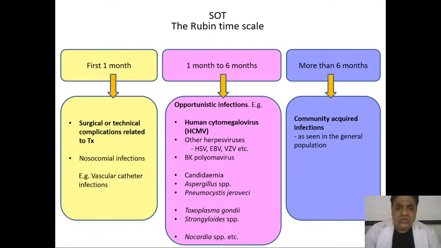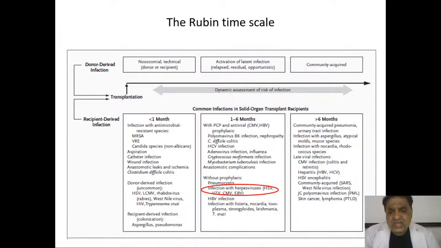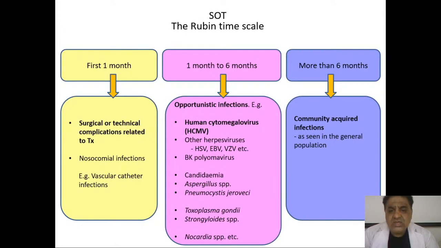Okay, so this is called the Rubin time scale. Now let's review the organisms one by one. This is the Rubin's time scale from Harrison, which is much more complicated. I made it easy for you here. This is the simple chart for your undergraduate level. You should just remember this chart.